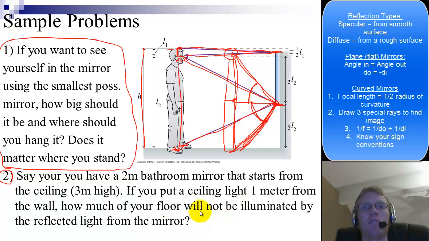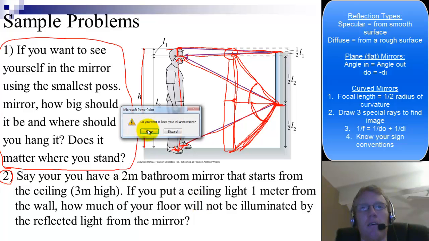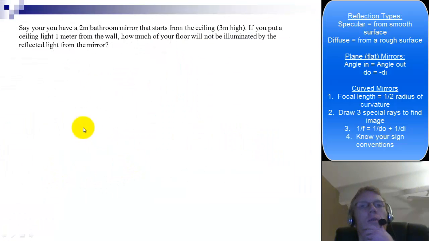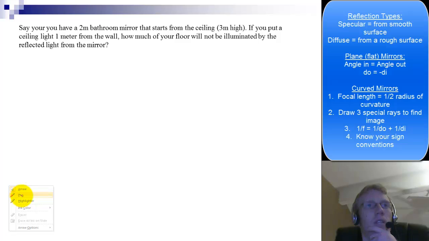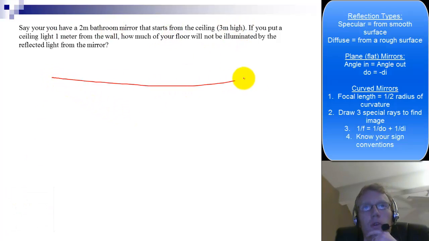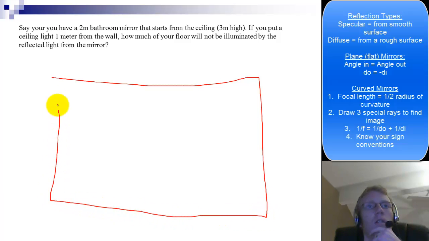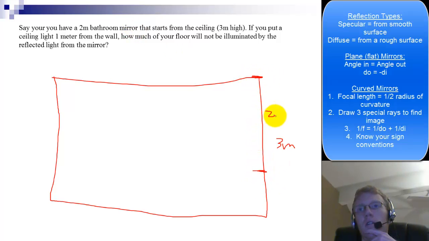Let's do this on a new slide. Okay, so here we go. Back to it. Say you have a 2-meter bathroom mirror that starts from the ceiling, which is 3 meters high. Let's draw a room here. It's 3 meters high. The mirror is 2 meters tall, and it starts at the ceiling. So the mirror goes from here to here. So the mirror is 2 meters. The whole room is 3 meters.